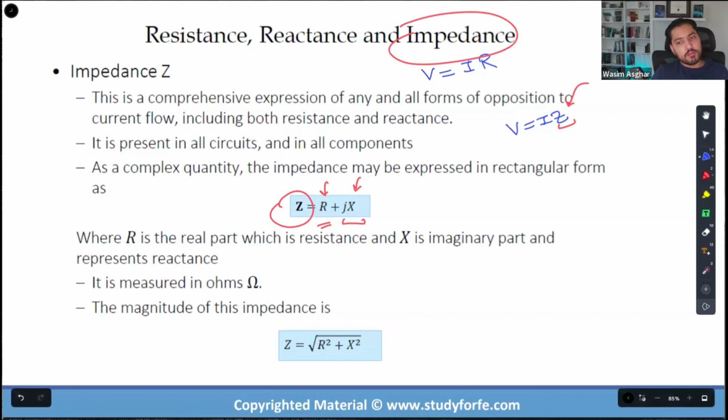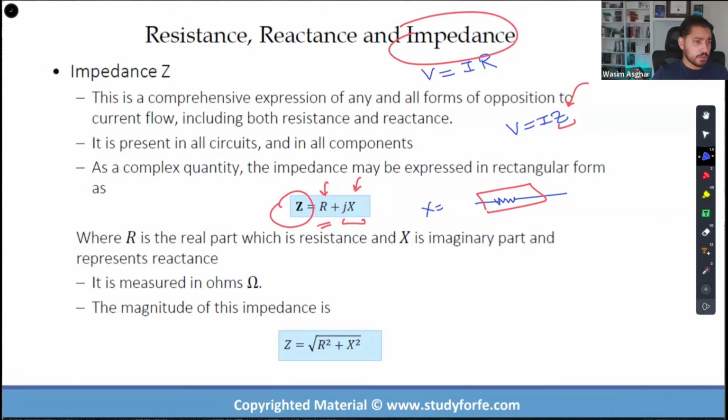So let's say that in that black box I only have the resistor. I can still use Z. What do you think happens to X in this black box? The value of X in this black box is equal to 0. It automatically turns off. Makes sense? And what I'm left with is Z equals R. Will Ohm's law hold true? Yes, it will hold true.